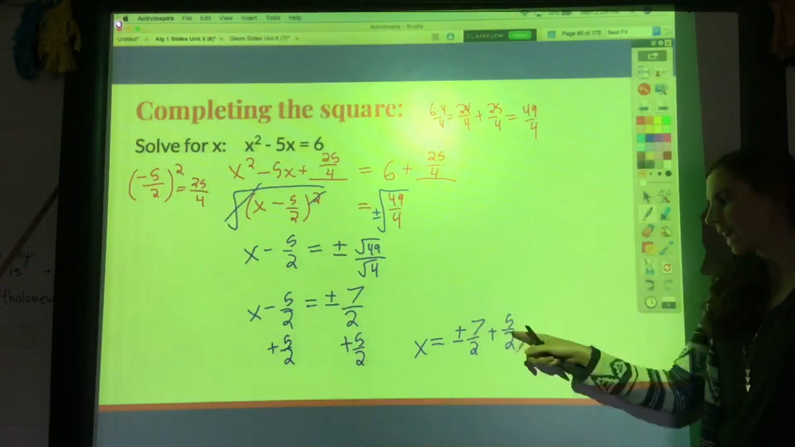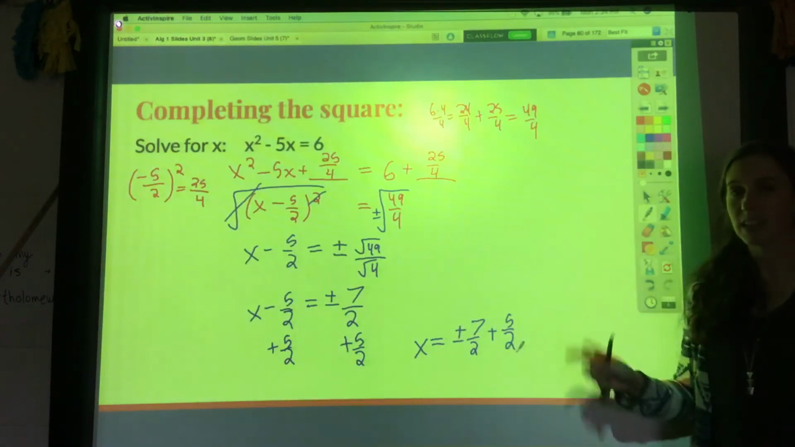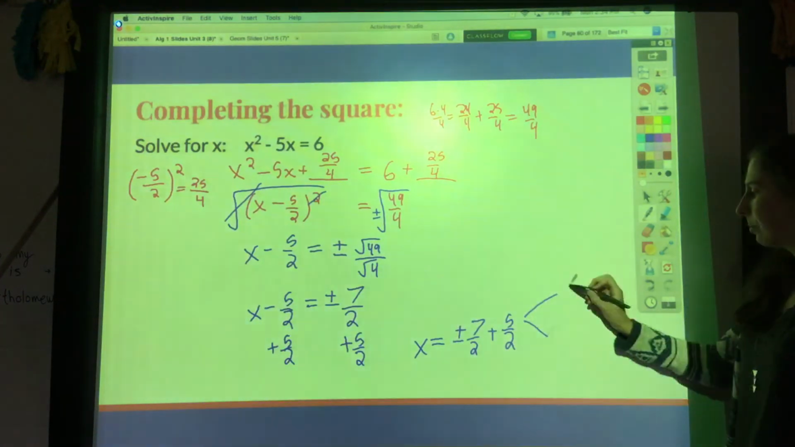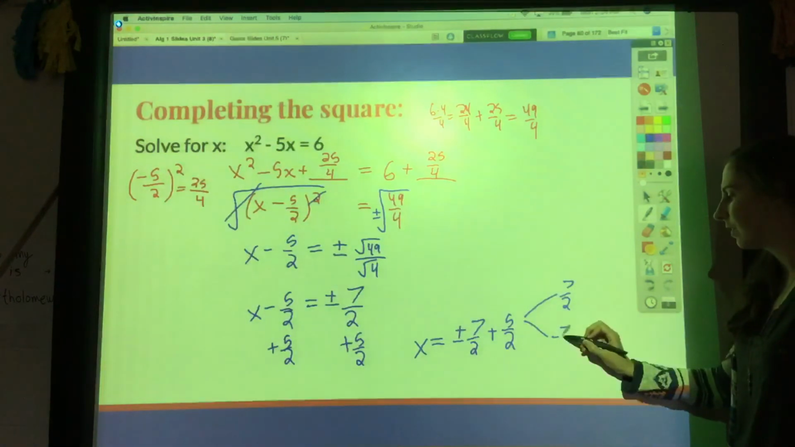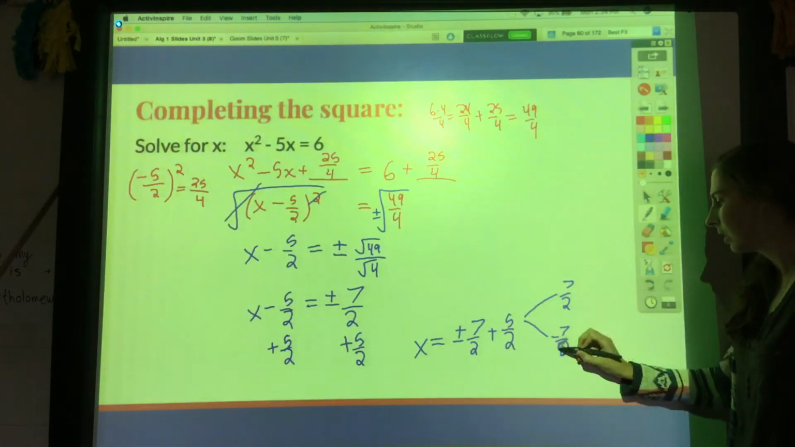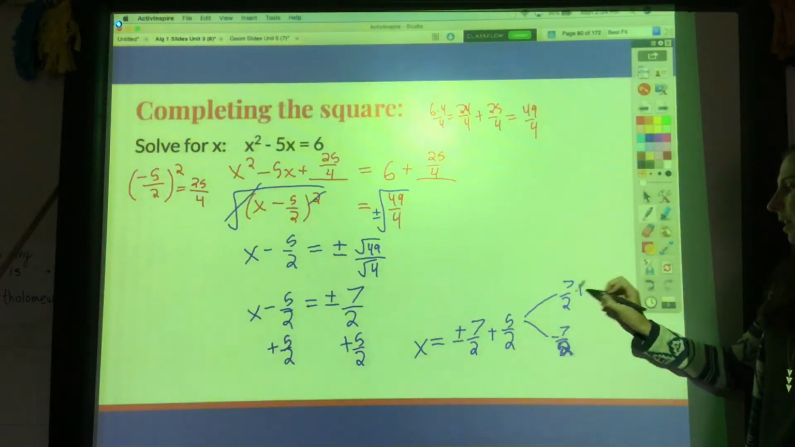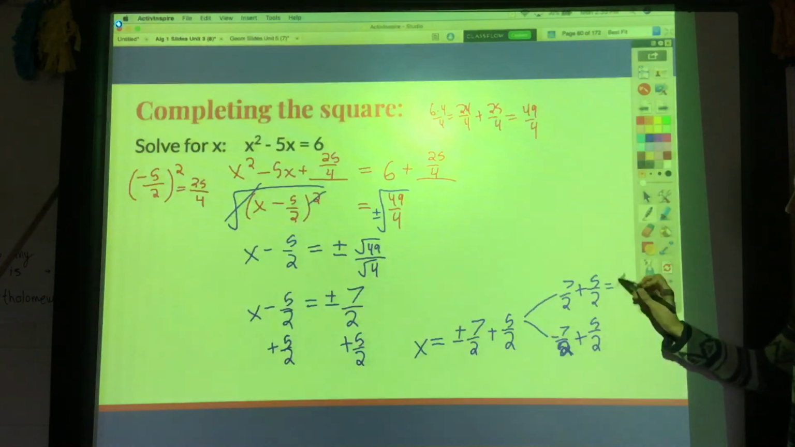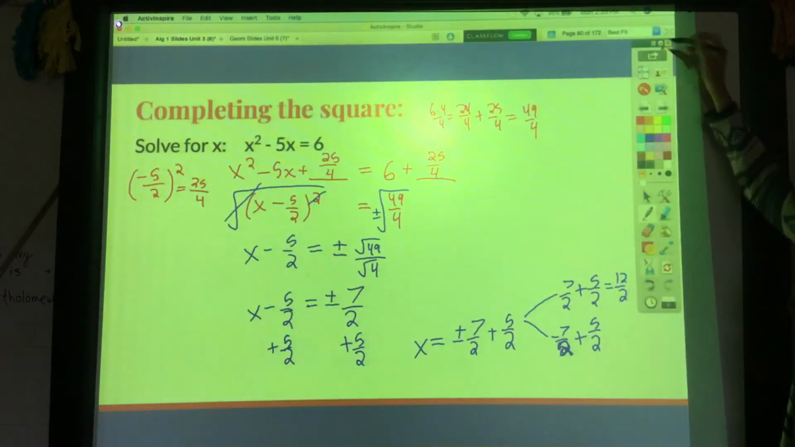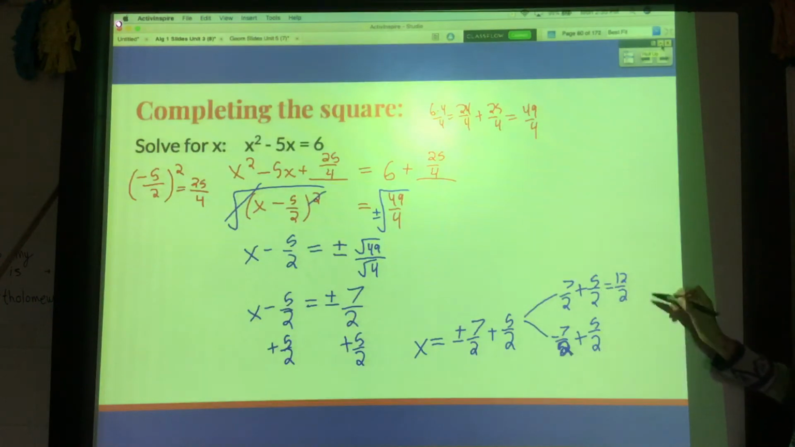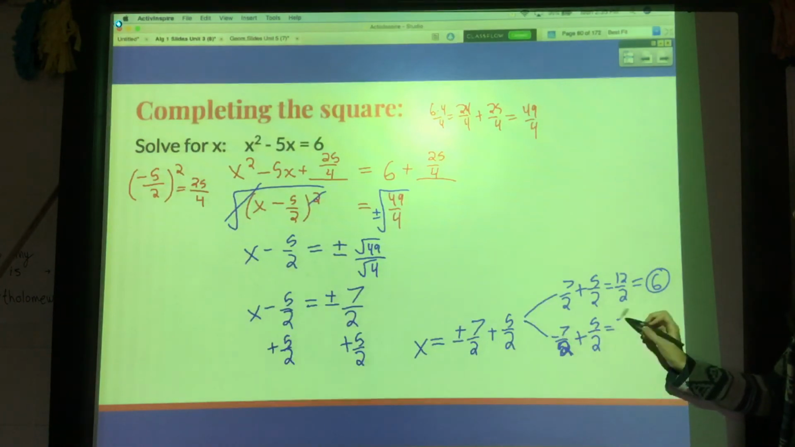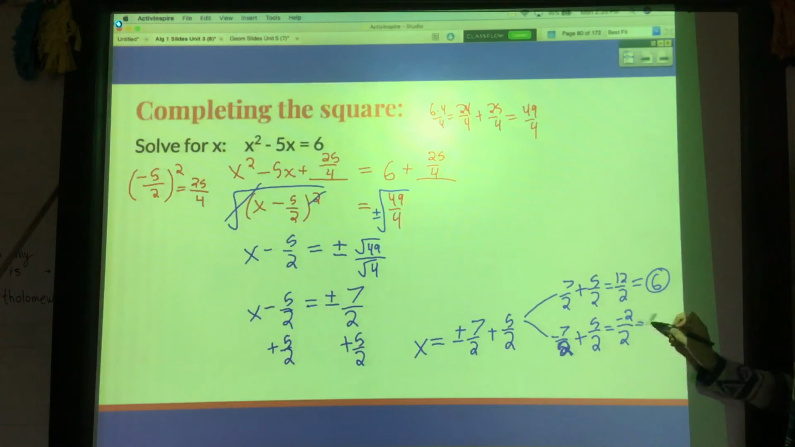But you don't want to just add these and leave the plus or minus, because it's going to come out different with the plus and the minus. You need to split it up, positive 7 halves and negative 7 halves, and add the 5 halves separately. Because this comes out to be 12 halves. 7 plus 5 is 12, which is actually just 6. This one comes out to be negative 7 plus 5 is negative 2 over 2, which is negative 1.